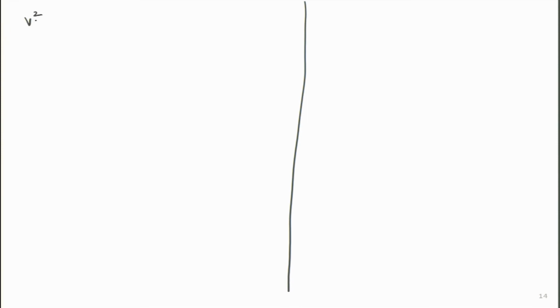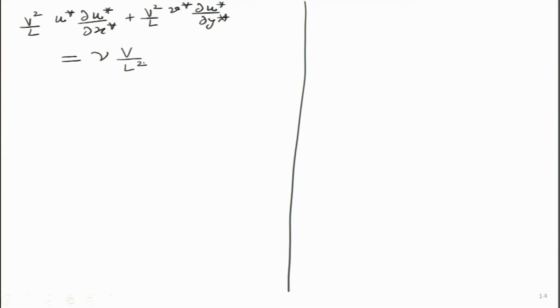It will be V squared by L, u star del u star divided by del x star, plus again V squared by L, then we have v star del u star by del y star, and the right hand side was nu into V by L square, nu into V by L square and del square u star divided by del y star square.